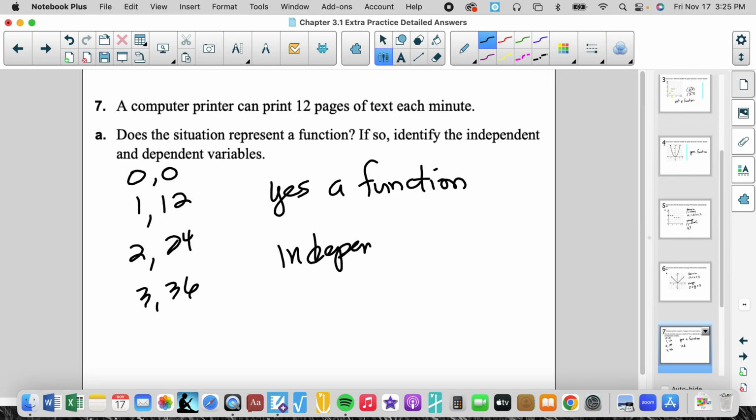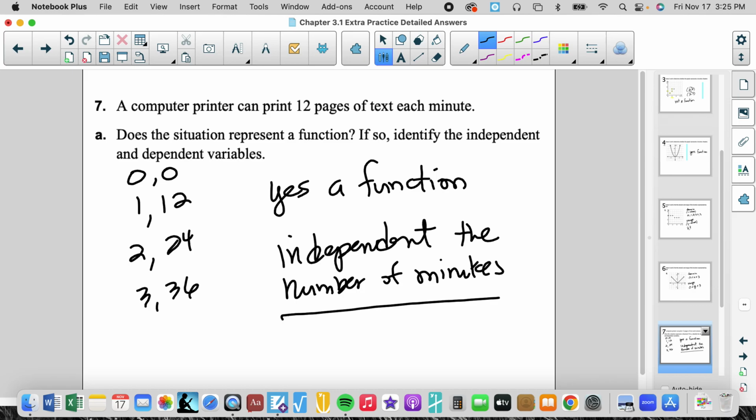Independent would be the number of minutes. And the dependent, because it depends on the number of minutes, the dependent variable is the number of pages printed, the number of printed pages.